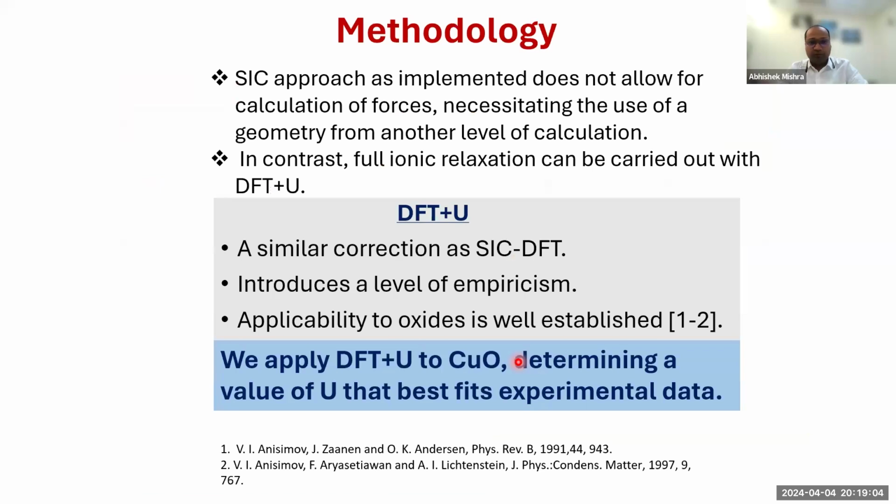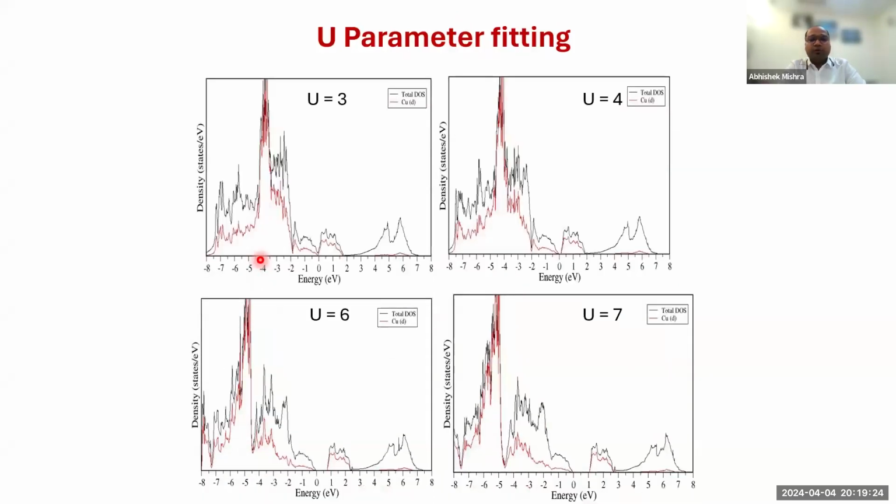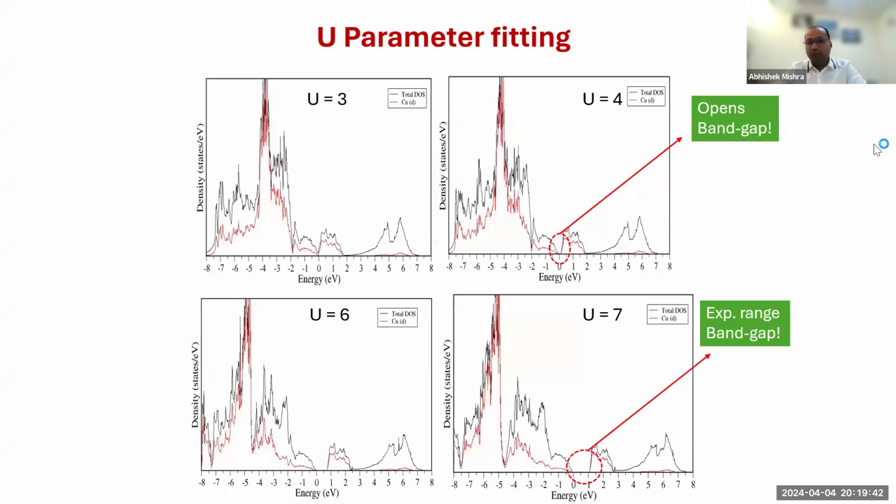So that is the reason, it was well known, that you have to go for the next step by including the U parameter correction in your model. This is an empirical method. You have to fit it to the experimental data, and that's how we did it. We increased it from 0 to finite values in small steps. As you can see here, at U equal to 4, you have a band gap in the material, and once you have U equal to 7, you have the experimental range band gap.